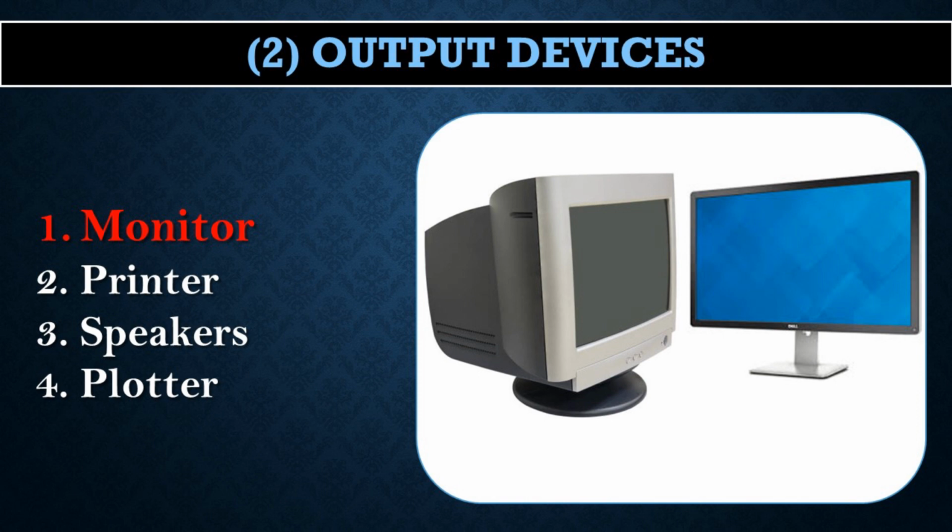Monitors. A monitor is the most popular output device. It produces soft copies. Video display units consist of a CRT (cathode ray tube), LCD (liquid crystal display), or LED (light-emitting diode). The quality of the picture depends on screen resolution. Monitors may be color or monochrome.